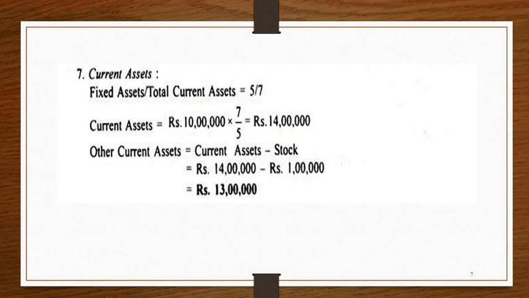So next one, other current assets also we calculate. That is current assets minus stock. We just calculated the current assets, that is 14 lakh, minus stock, the closing stock of 1 lakh. So 14 lakh minus 1 lakh will be 13 lakh. So this is other current assets.